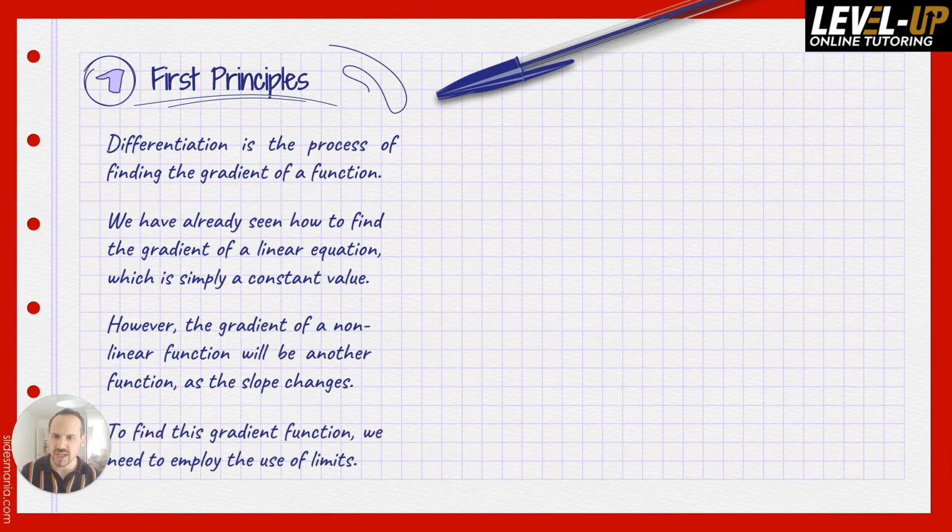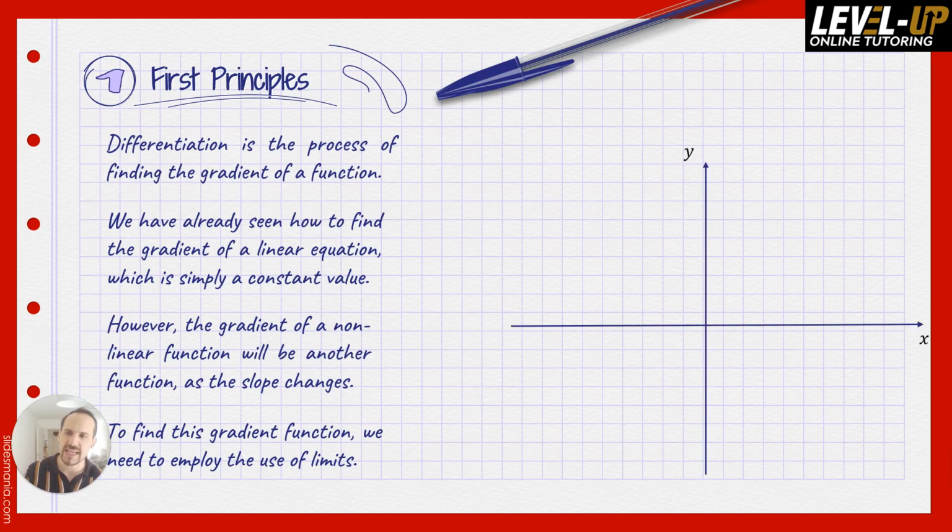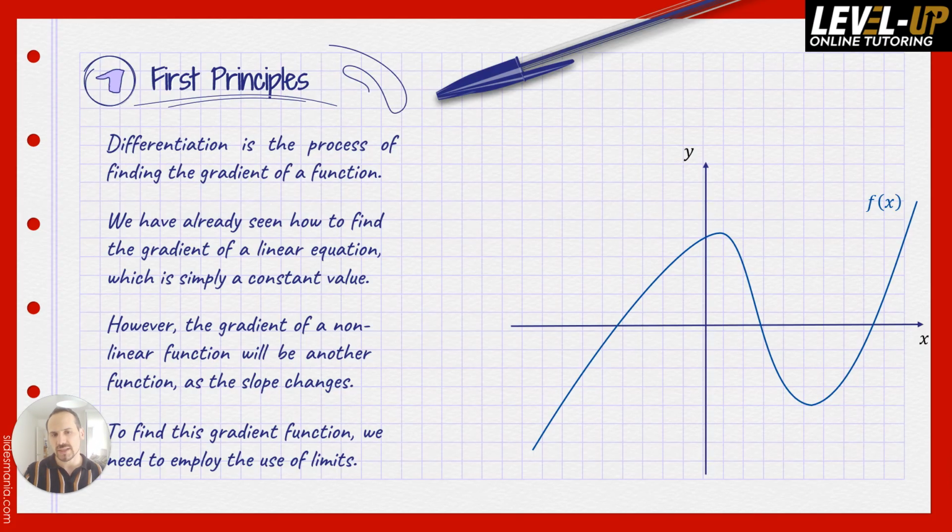To find that gradient function, we need to employ limits, like what we learned about last time. Say I have a set of axes like this, and I'm going to draw a rough function, f of x. You might identify that this is a cubic function, but we're just looking at a general f of x at the minute. Say we want to find the gradient at this specific point. We want to find the slope at that point, essentially the slope of the tangent line at that point.